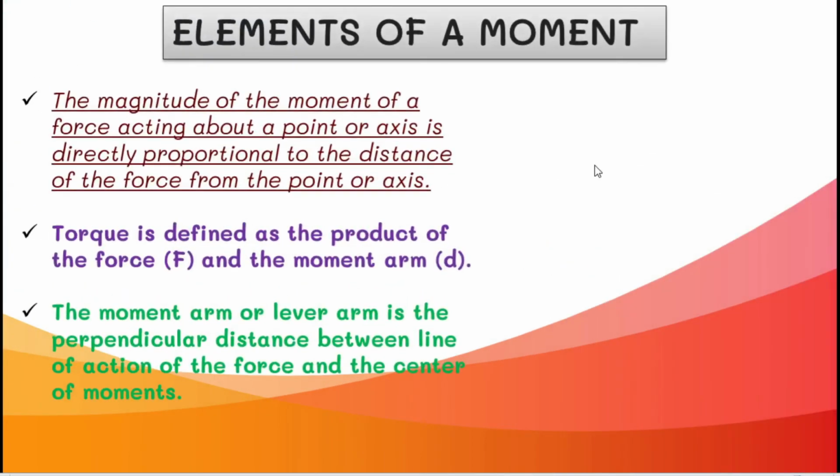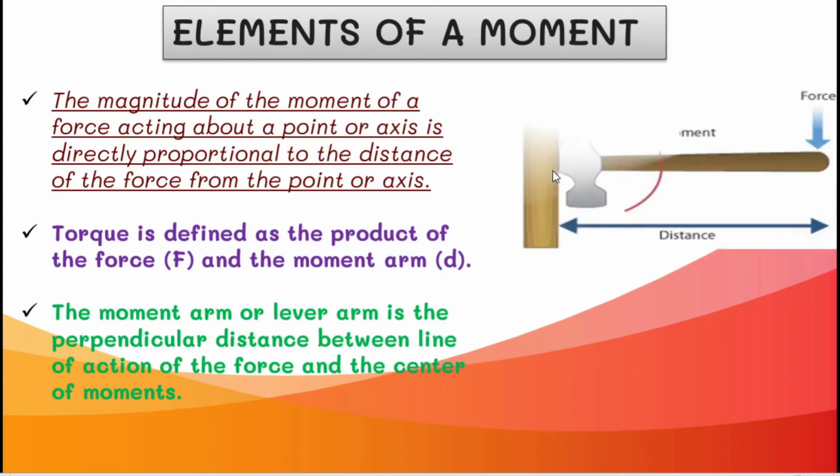So next we are going to discuss the elements of a moment. The magnitude of the moment of a force acting about a point or axis is directly proportional to the distance of the force from the point or axis. You can see this picture. This is the object. We are pulling out the iron nail with the help of the hammer. The force is given at right angles.